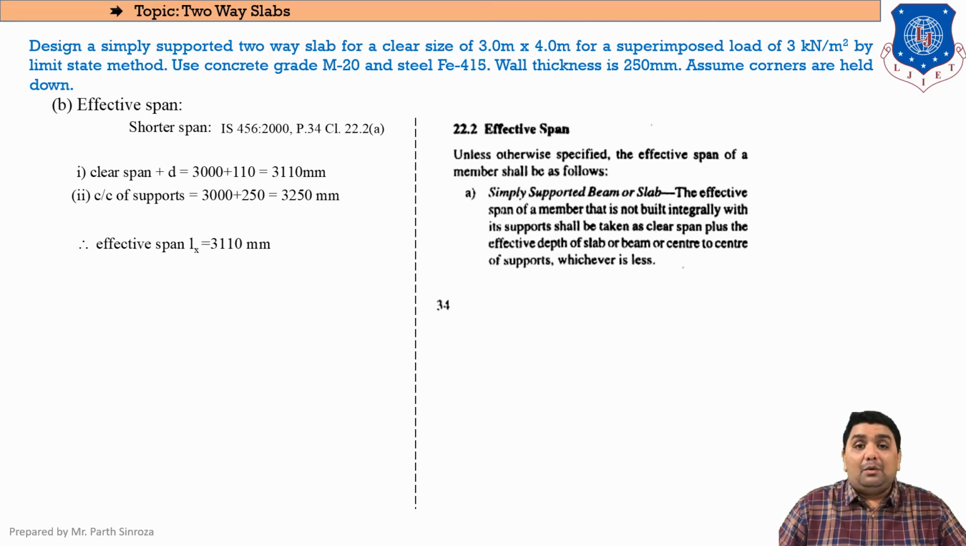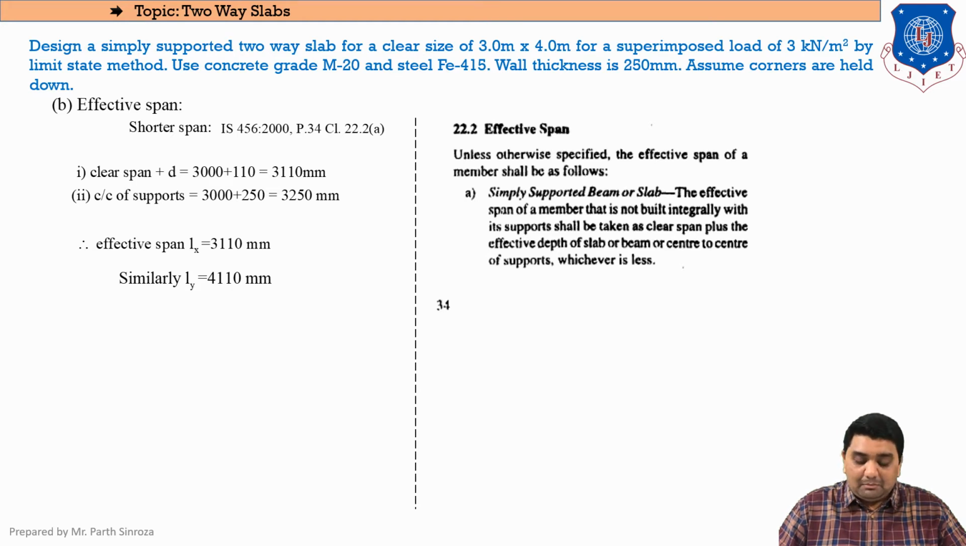Now keep in mind the y distance is different as compared to x distance. So here we need to find Ly separately. We won't be assuming Lx equal to Ly that we have done in the previous example. So here similarly, by calculating, Ly comes out to be 4110 mm by both methods. So this was our second step, that was effective span.